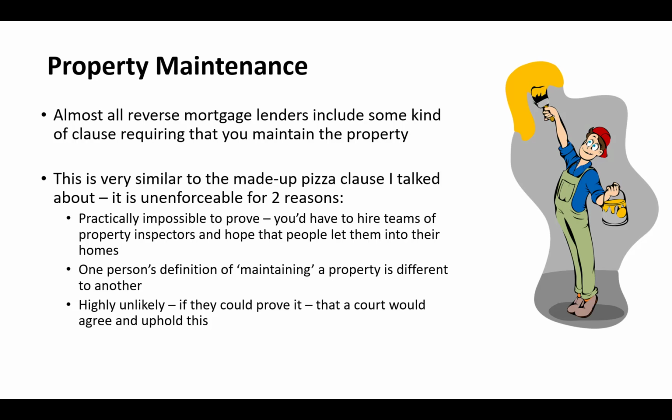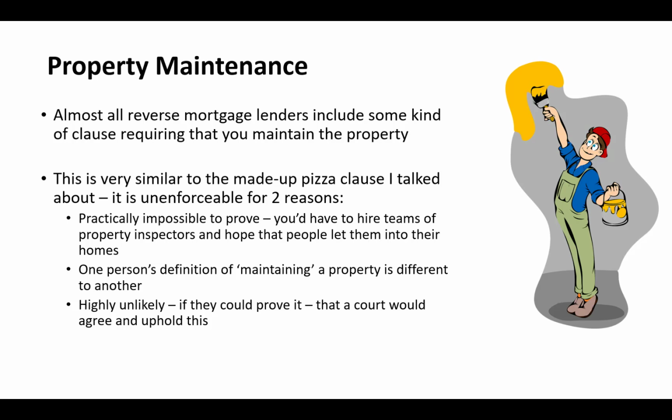The first is that it's practically impossible to prove. Again, they'd have to have teams of property inspectors, and you'd have to let them into your home to inspect it as well. And none of the lenders, as I'm aware of, actually have this. Then there's the concept of what is maintaining a property. One person's definition might be different from another.